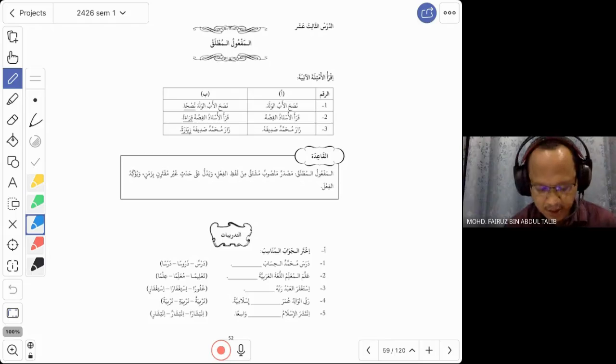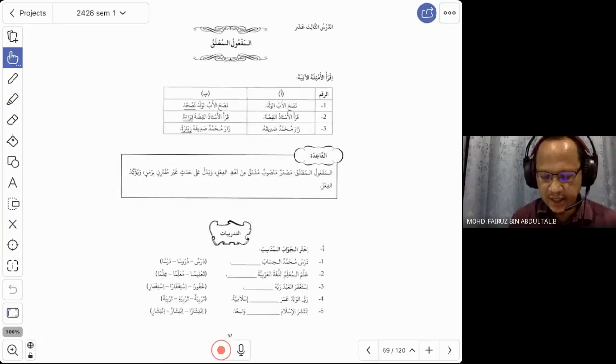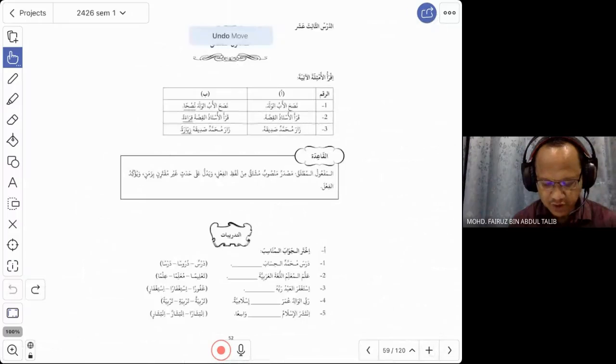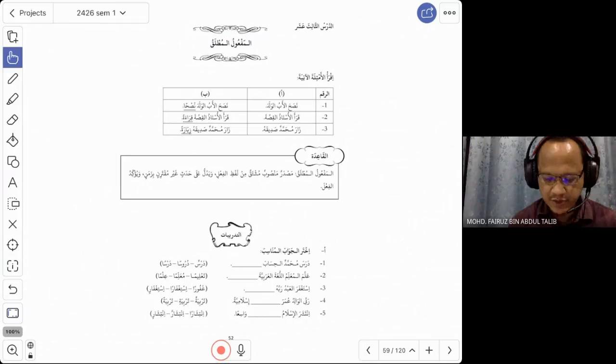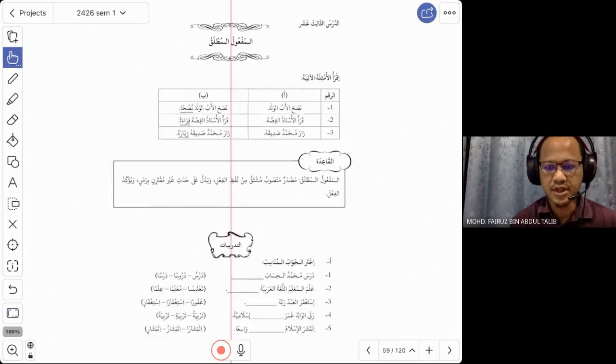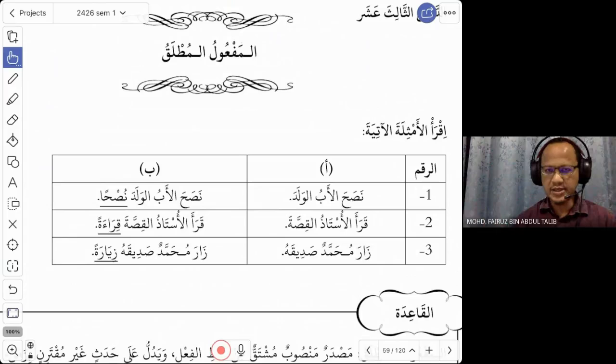So our lesson today is المفعول المطلق. The translation of المفعول المطلق is: المفعول is the object and المطلق is absolute. So it is the absolute object. What is this المفعول المطلق? Let us look at the examples and then I will explain it.